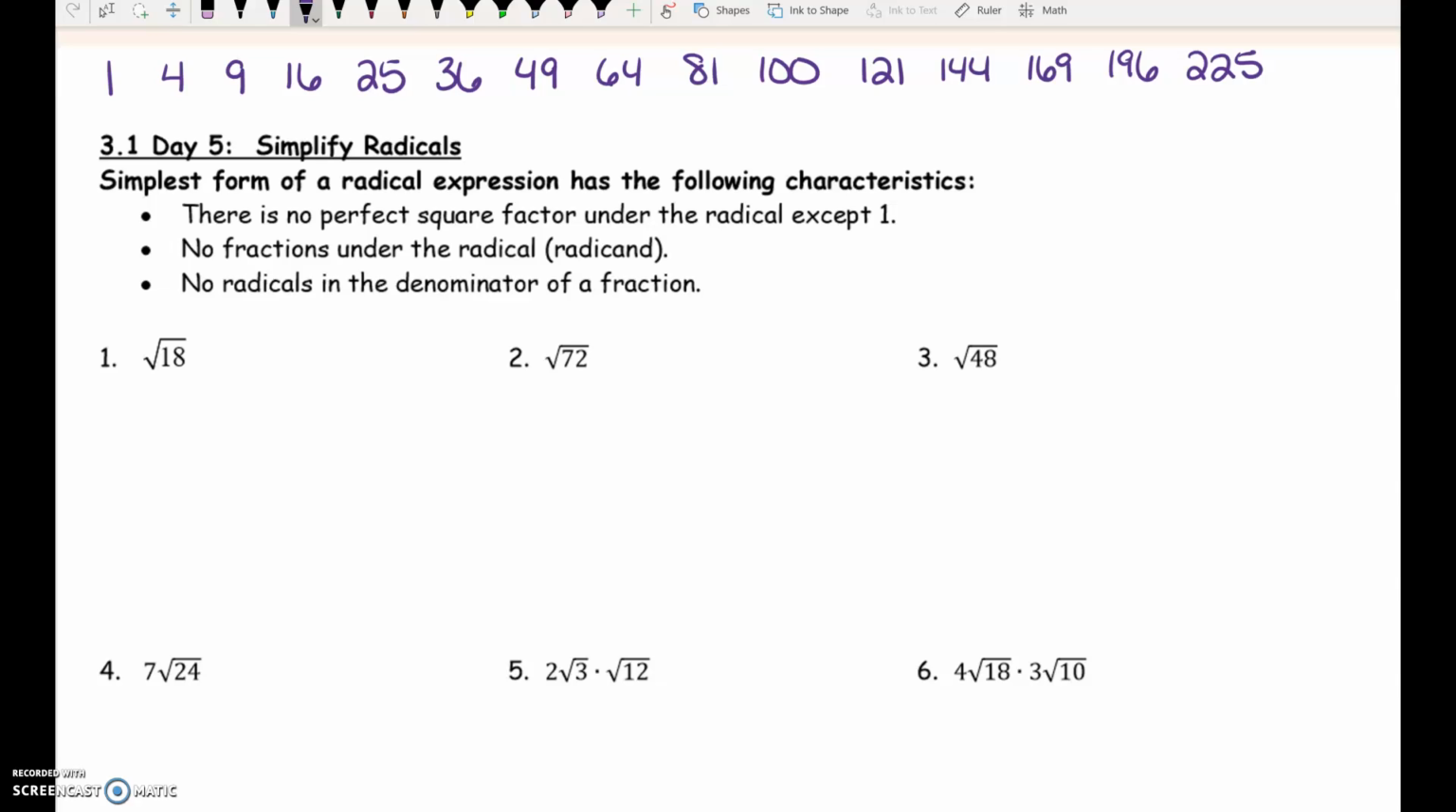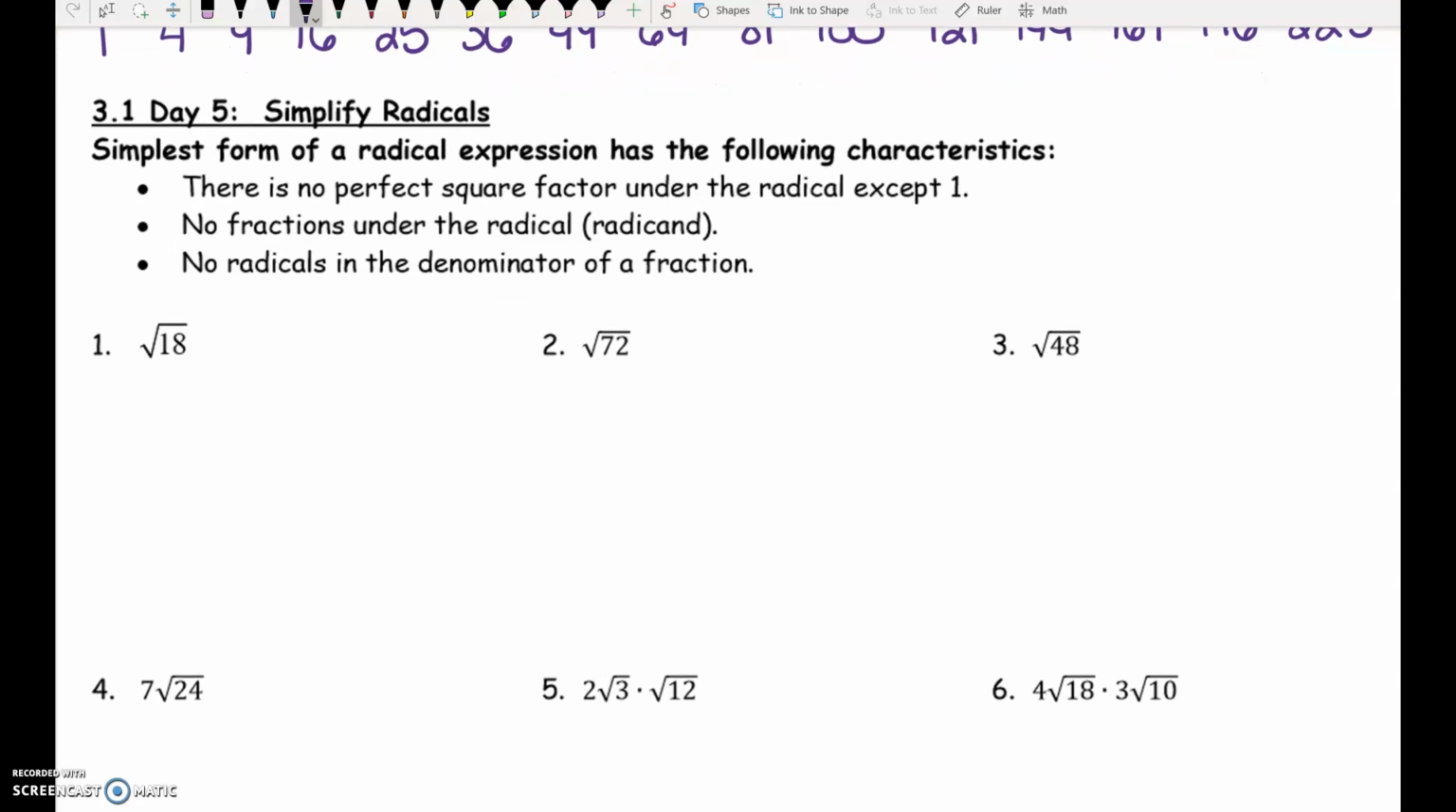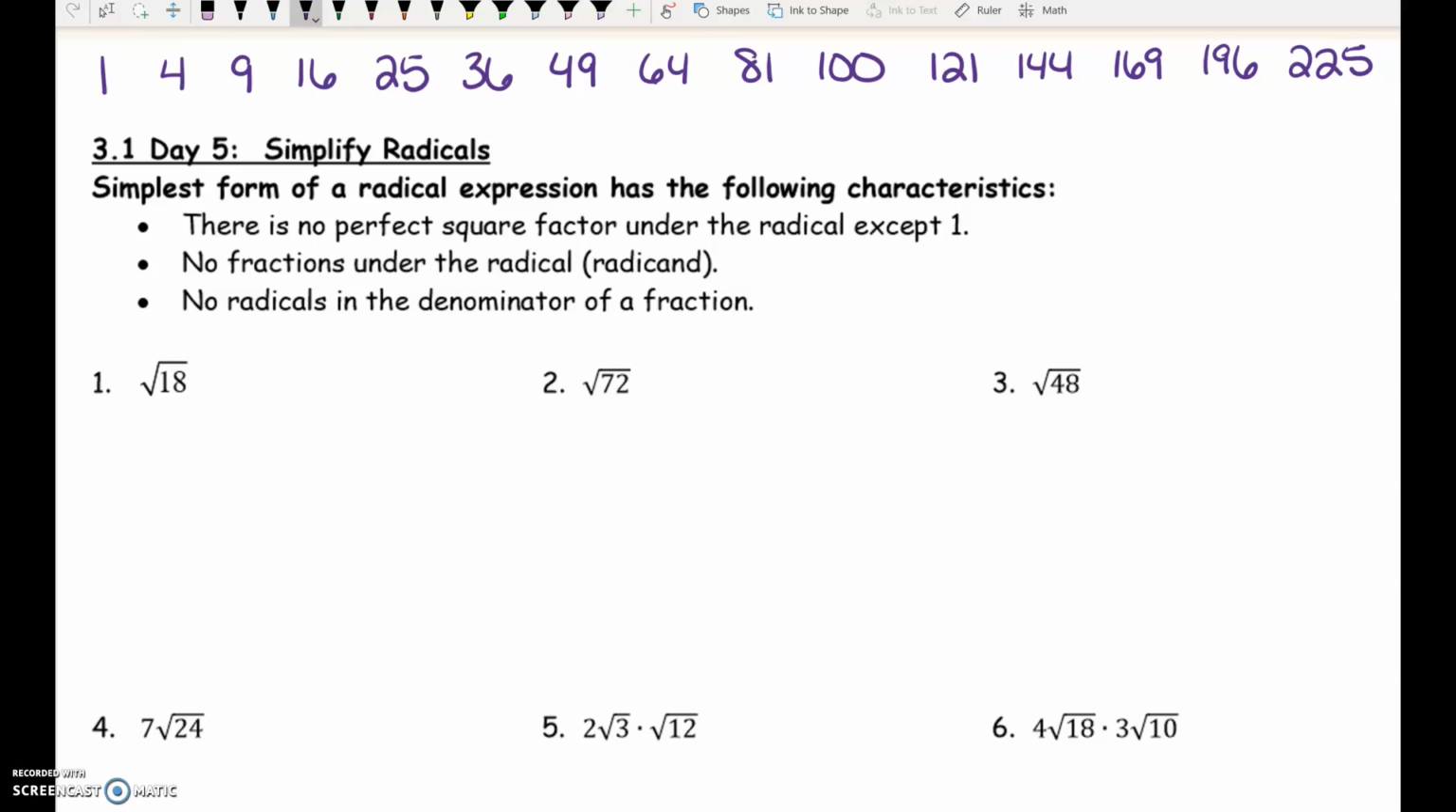Okay, so when we look at the square root of 18, we want to split this up. You can split up a radical using multiplication. So we want to split it into the square root of something times the square root of something else. But the first one, we want it to be from that list of perfect squares. So 9, we can definitely do 18 divided by 9. 9 times 2 is 18.